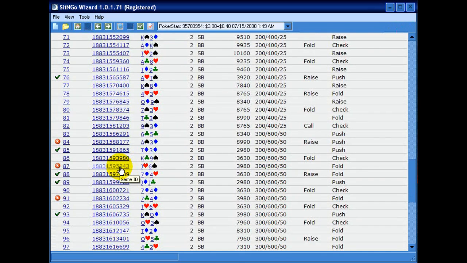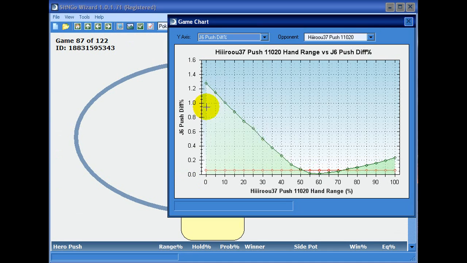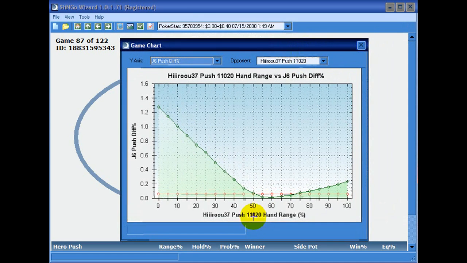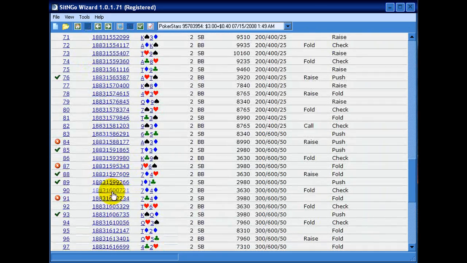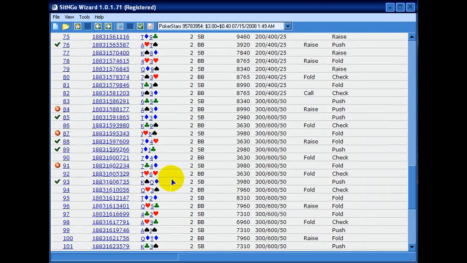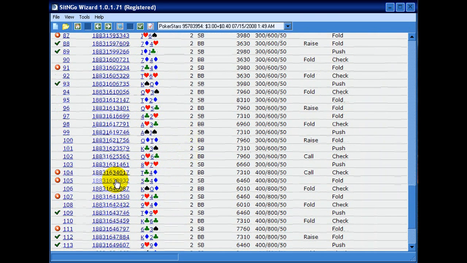Again, Jack 6 offsuit. I folded just for deception. I think most of the time it is a plus dollar EV push, but we don't gain that much in it compared to folding. So whatever, it's okay to fold. And yep, nothing really particularly interesting.